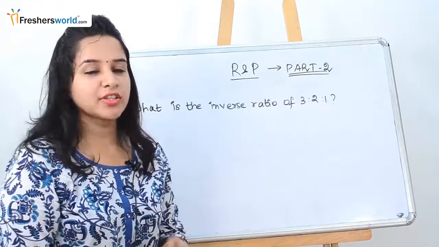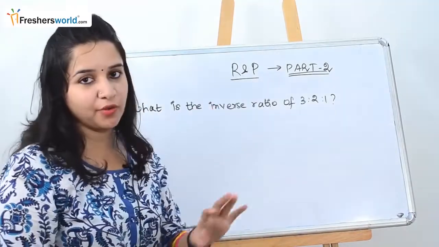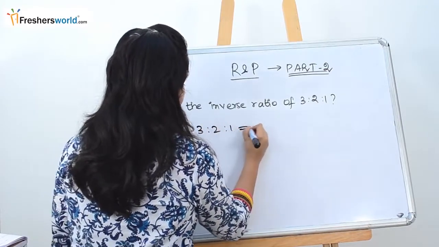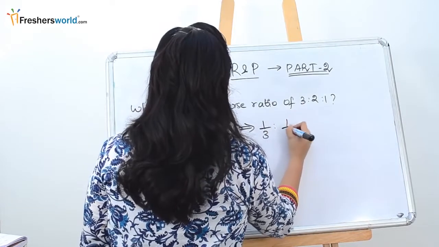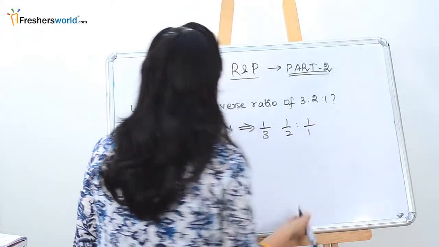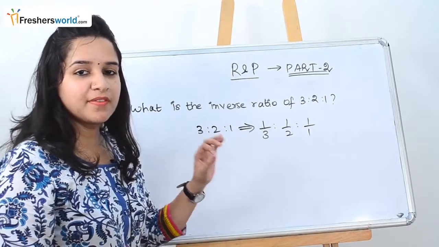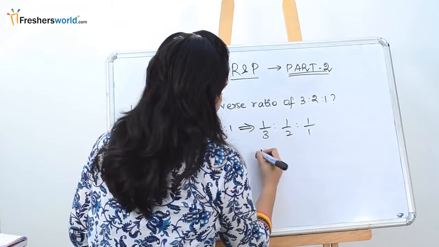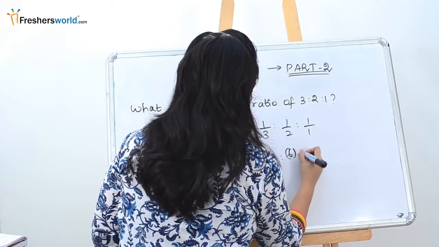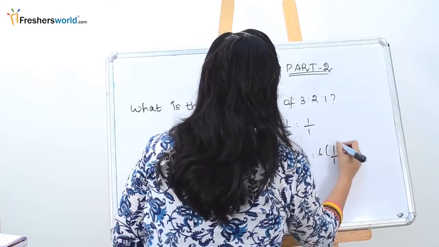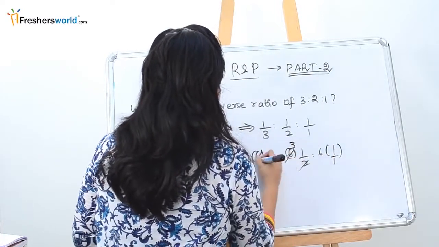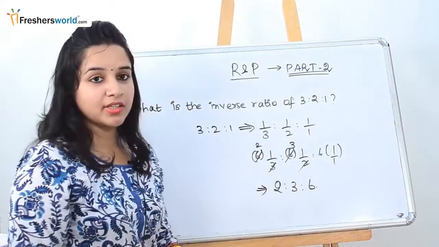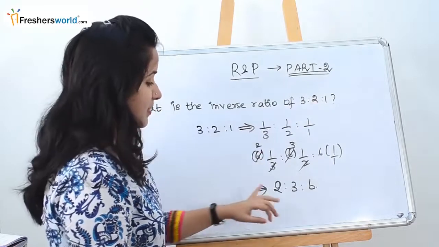Let's solve another problem. The next question they have given is, what is the inverse ratio of 3 is to 2 is to 1? Inverse ratio of 3 is to 2 is to 1 is 1 by 3 is to 1 by 2 is to 1 by 1. In a previous sum we saw how we multiply a common thing here. For 3 and 2 we know that 6 is there. So 6 into 1 by 3 is to 6 into 1 by 2 is to 6 into 1 by 1, which gives 2 is to 3 is to 6. So the inverse ratio of 3 is to 2 is to 1 is nothing but 2 is to 3 is to 6.